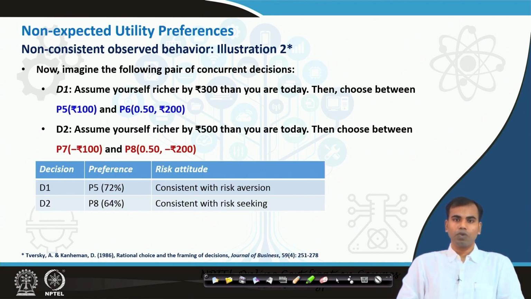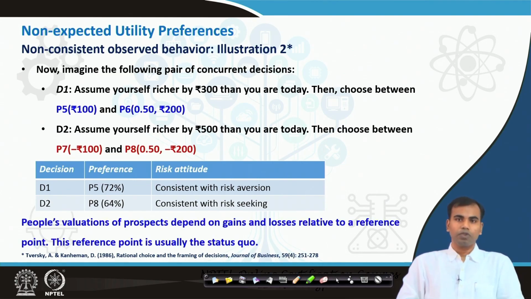Now, again, what is going on here? If you think through it, you would realize that depending on the change in level of wealth, your behavior might be influenced in terms of taking risk. The conclusion here from this piece of research is that people's evaluation of prospects depends on gains and losses relative to a reference point, and that reference point could possibly be the status quo. We also know this reference point in a different context as anchor.